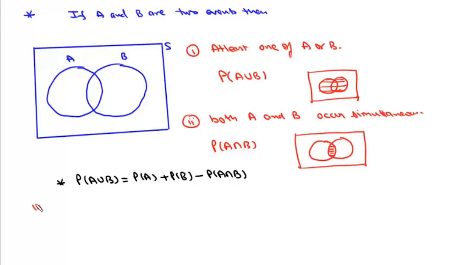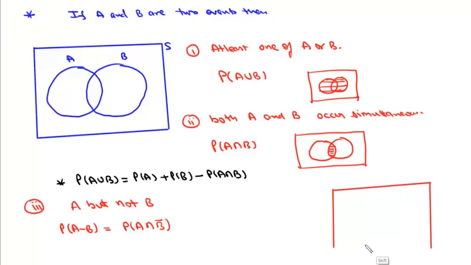Now this third one is probability that event A occurs but event B does not occur. So we can write A but not B. Now if we write A but not B, it is basically probability of A minus B, or probability of A intersection B complement. So basically here we are talking about that part of A which is common to B complement, or the part of A which is not common with B. So this is your sample space S.